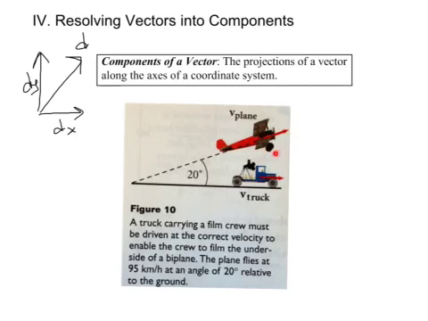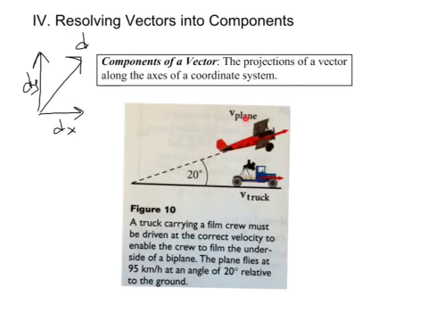So the plane has an x and y component. The truck also has an x and y component to its velocity vector. It just happens to be that that y component is 0, right? So it only has the x component of the vector. So say this truck is carrying this film crew. It has to be driven at the right velocity to enable the film crew to stay directly underneath the plane.